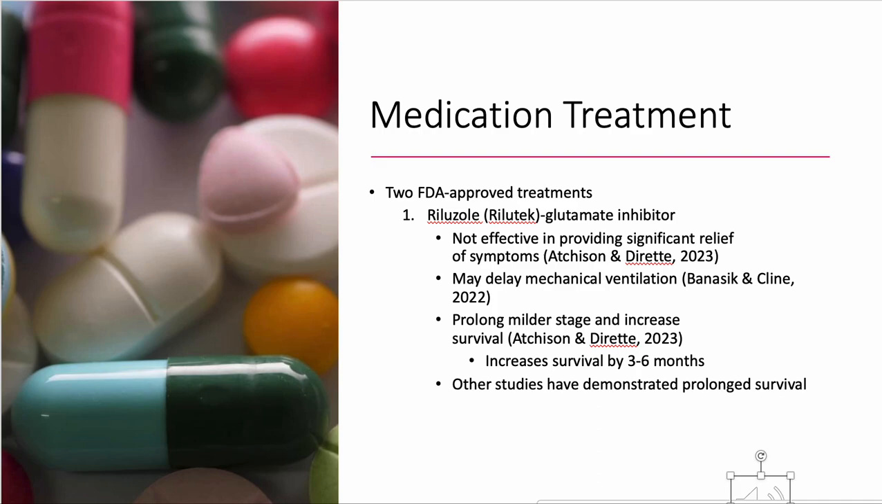Now we're going to talk about medication treatment for ALS. There are two FDA-approved treatments at this time. The first one is Riluzole, which is a glutamate inhibitor. While it does not have effective significance in relieving symptoms, it does prolong an individual staying in a milder stage of the condition, and it increases survival.